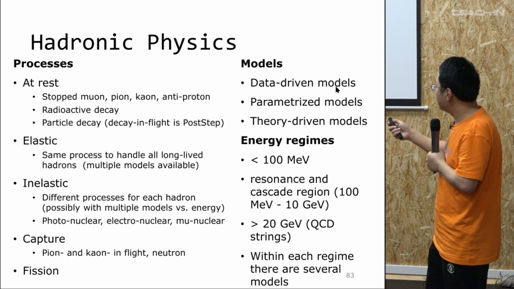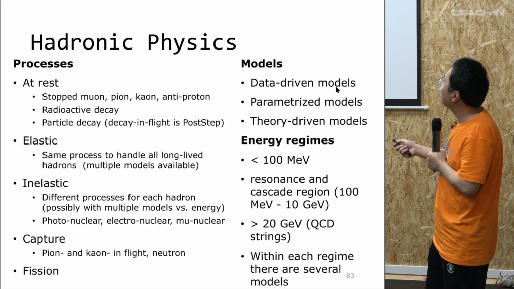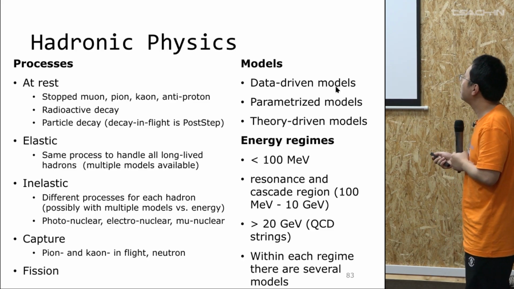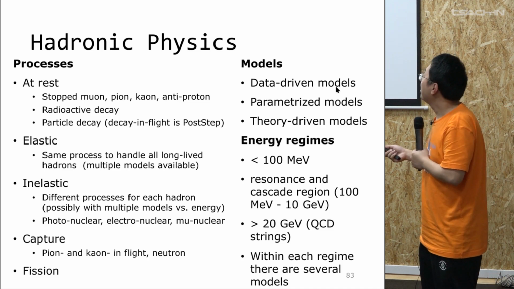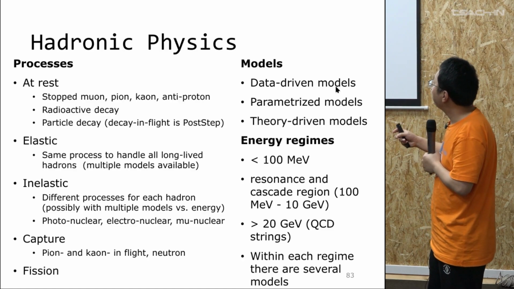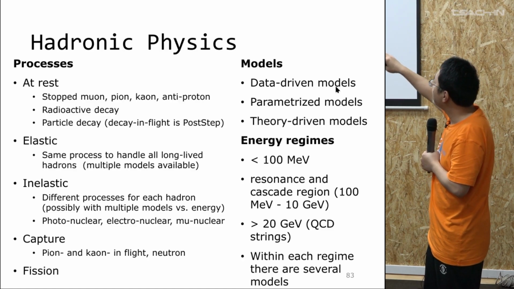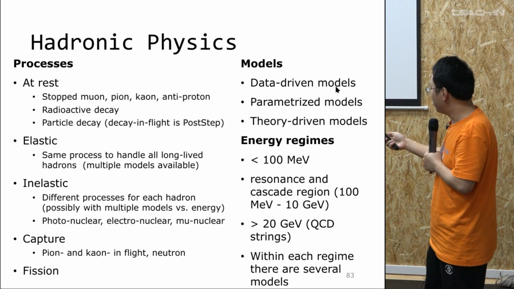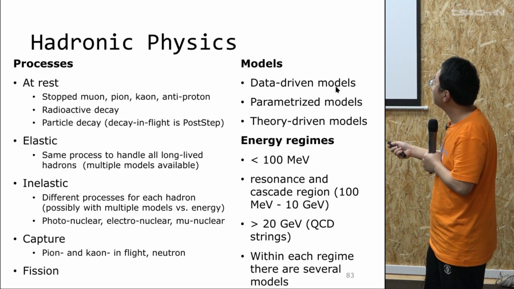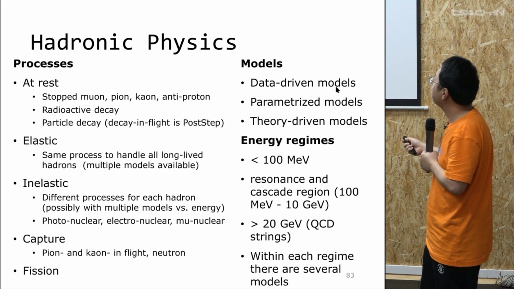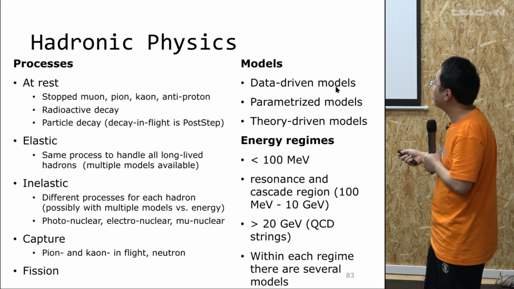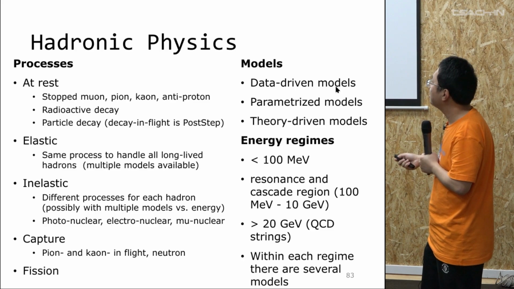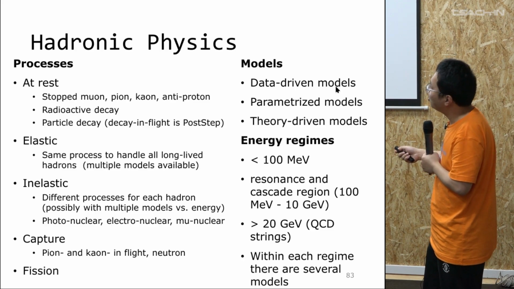Then I will talk a bit about the hadronic physics. So that's the most complicated part. In Geant4, as I mentioned, the process can be implemented in a modular way. So there are the processes and also the models. For the processes, there are several actions. For example, at rest. So this is a real process.